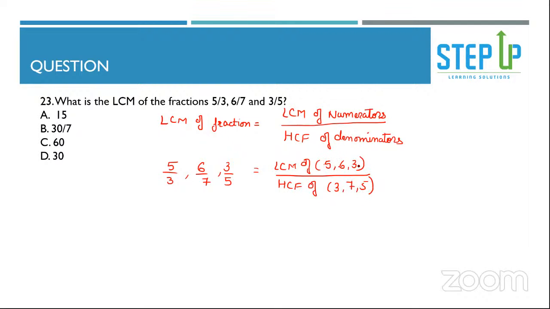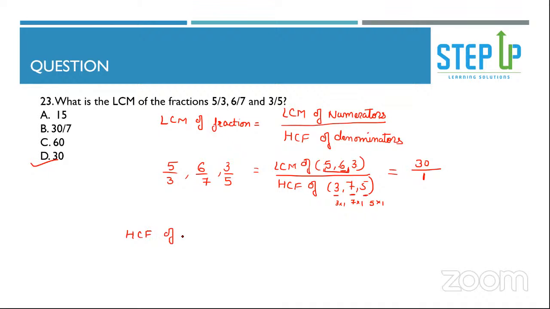So 5, 6, 3. Which is the largest number? 6. Is 6 divisible by 3? Yes. Is 6 divisible by 5? No. So when the numbers are co-prime, you can directly multiply. 6 into 5 is 30. And the HCF, highest common factor of 3, 7, 5: 3 into 1, 7 into 1, 5 into 1. So 1 will be the highest common factor. Your answer is 30 by 1, which is 30.